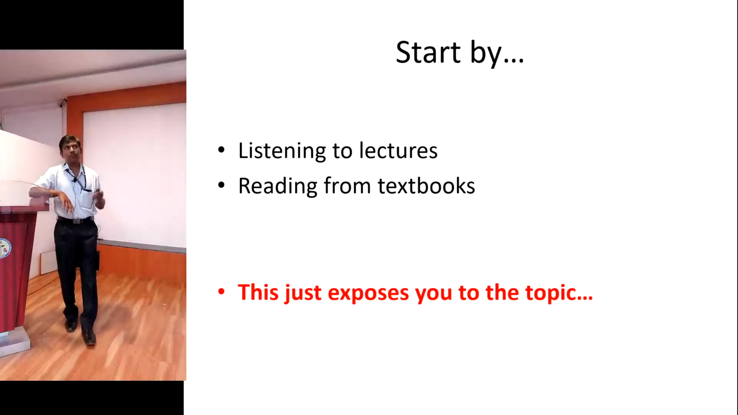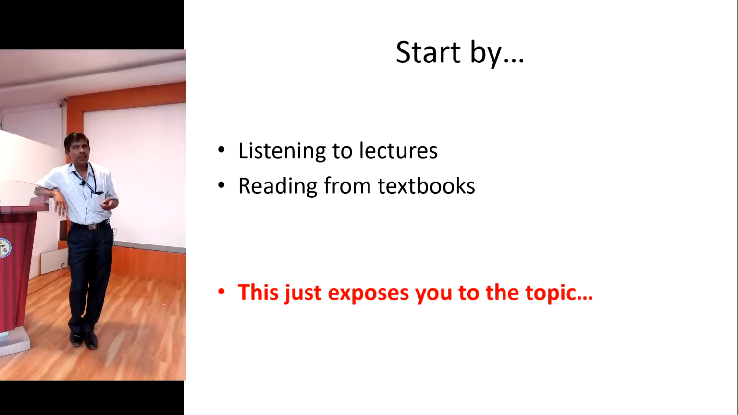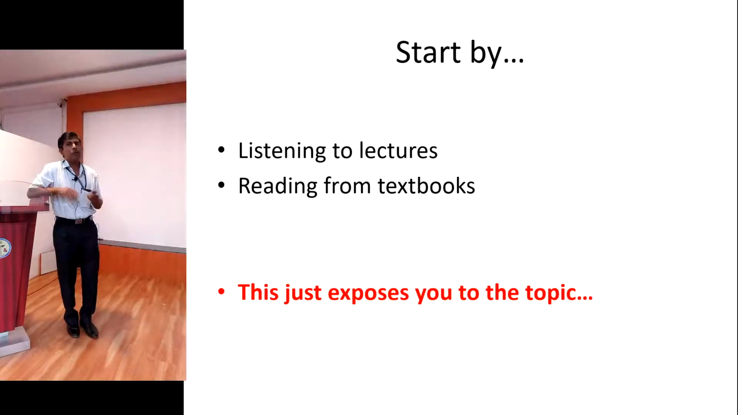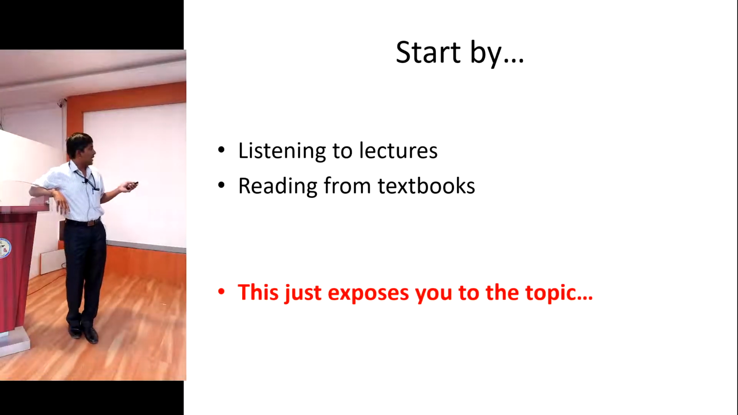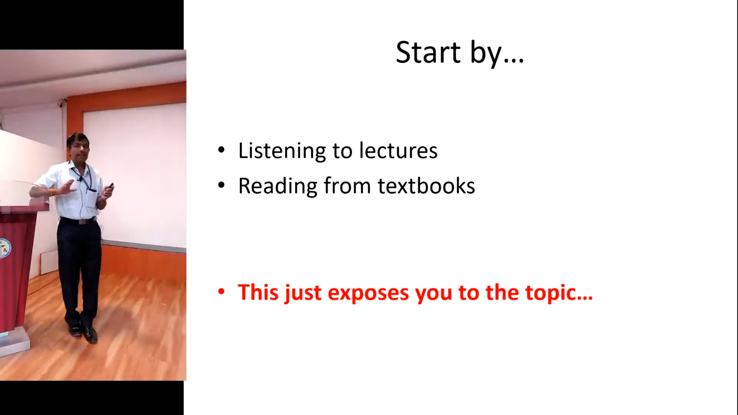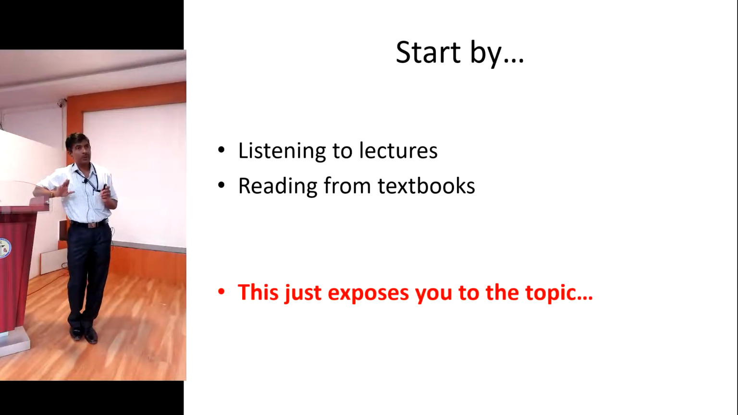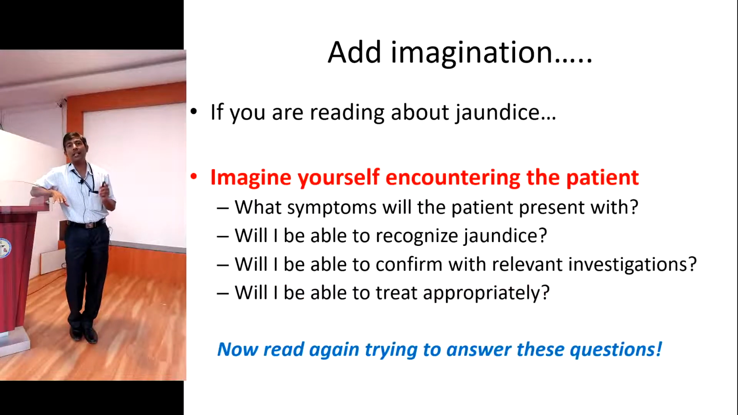In order to learn something, you need to be exposed to the subject. For example, you want to learn about hypothyroidism, you should be exposed to the subject. There are two common methods by which you are exposed. One is by listening to lectures, second one is by reading from textbooks. This just exposes you to the subject. Why am I telling this? Because most of us listen to our teachers, go home and read from the books. That does not lead to deep learning.